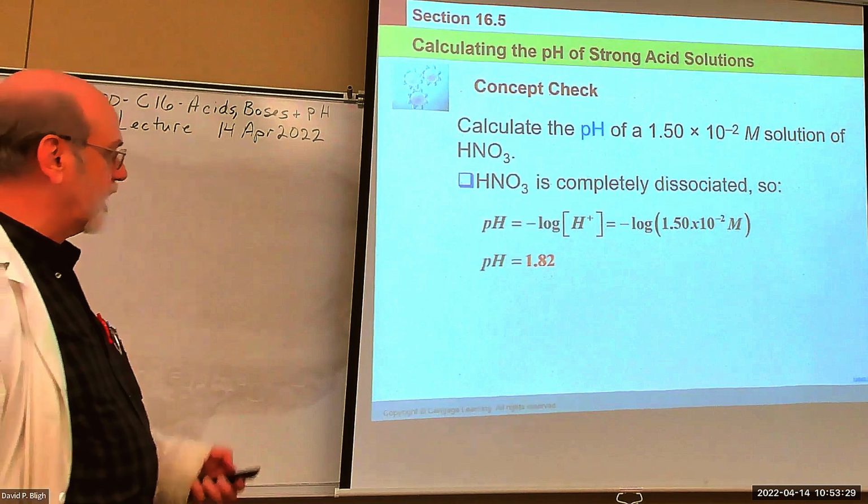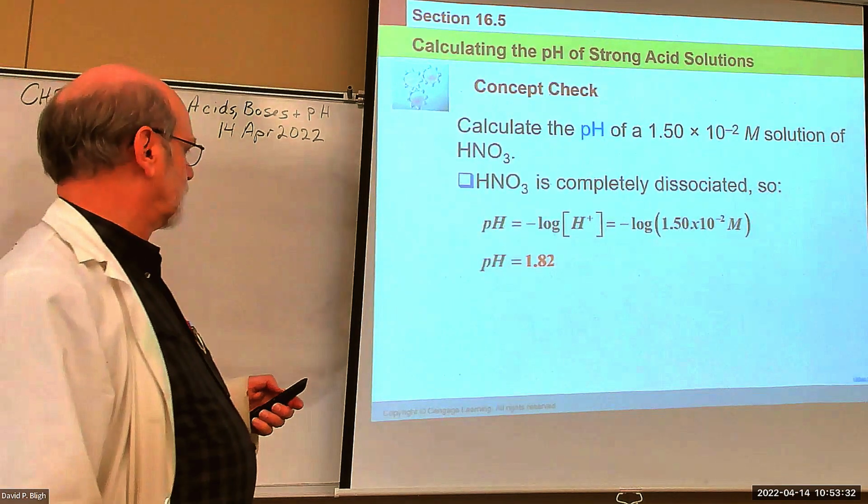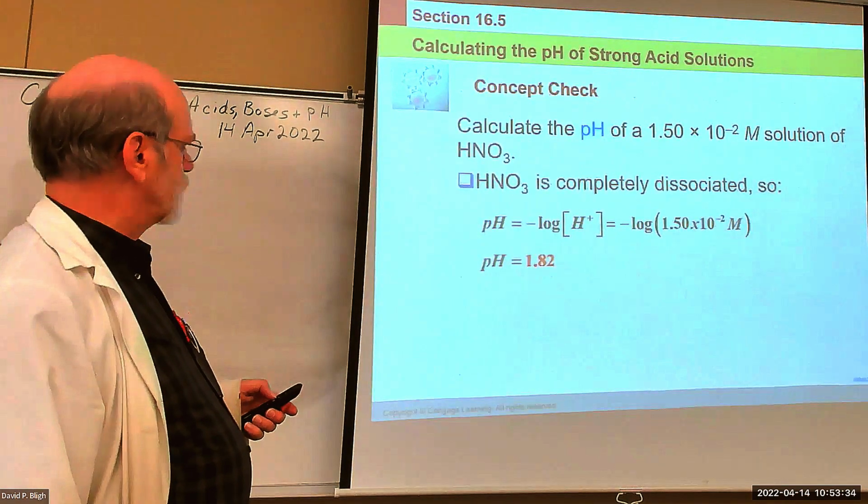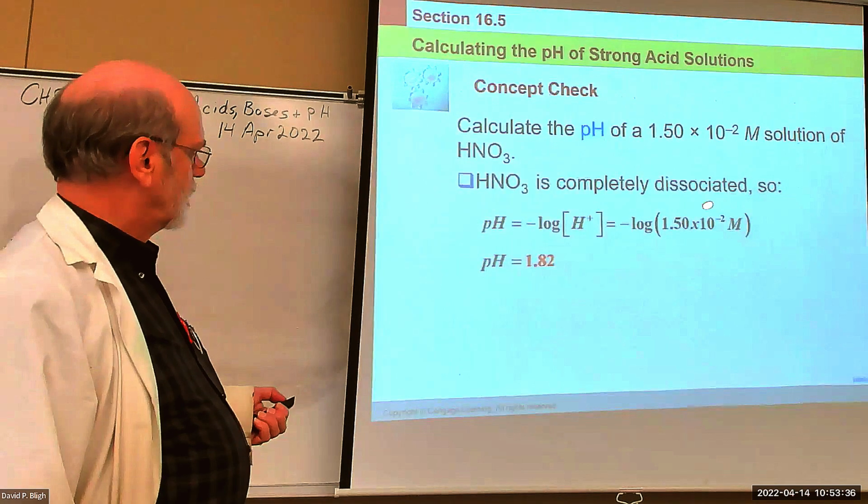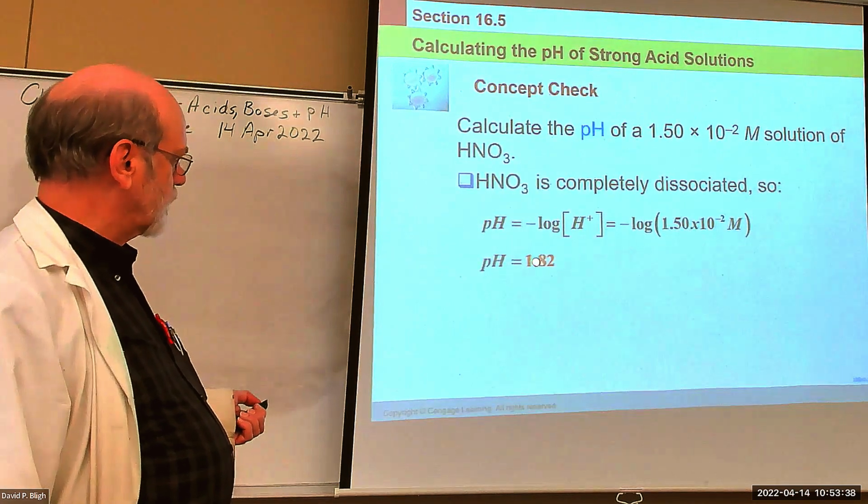And that pH is 1.82. Actually, it should be 1.820. Why? Because that's three significant figures. We need three decimal places.